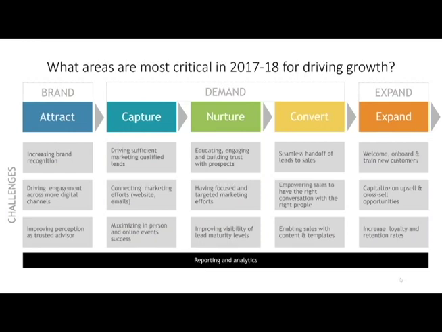And this is a slide that we use quite often because it really resonates with a number of different groups and showing how a marketing automation platform is going to bring all this together. We use the phrase brand, demand, and expand. So, if we take a look at the attract phase, if this is the phase that you're in, no problem.